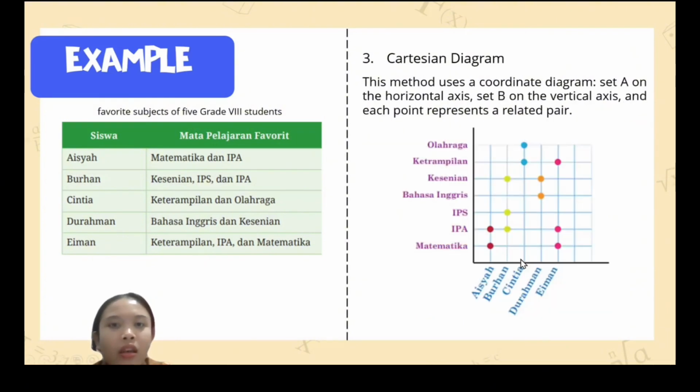Like this. And the third method is the Cartesian diagram. In this method, we represent the relation using a coordinate diagram. The elements of set A are placed on the horizontal axis, this, while the elements of set B are placed on the vertical axis, this. Each point or dot represents a pair of elements from set A and set B that are related.